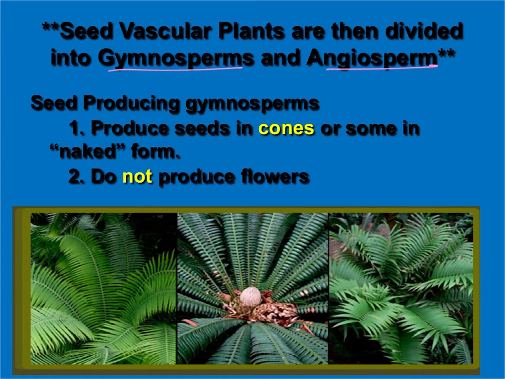Your gymnosperms are going to have seeds in a cone, and the cone is considered a naked version of the seed. They do not produce flowers. Think like you've seen these things. We have those little short palms called sago palms, and you'll notice they have the big cone in the center. So seed-producing gymnosperms have cones, and that's considered a naked version of the seed.